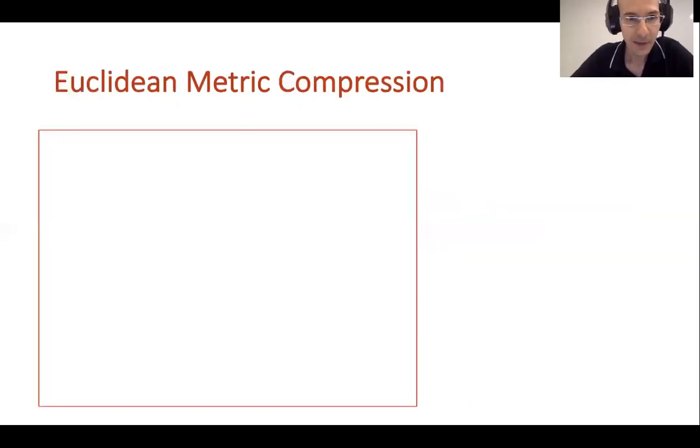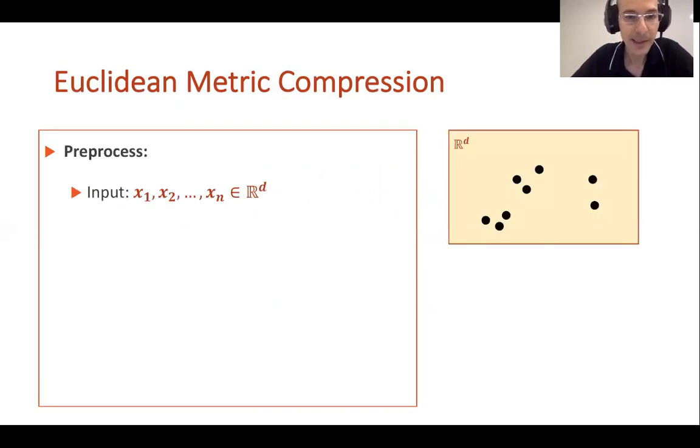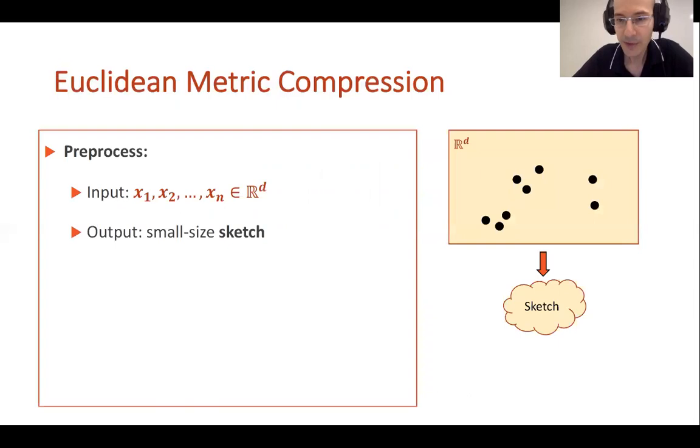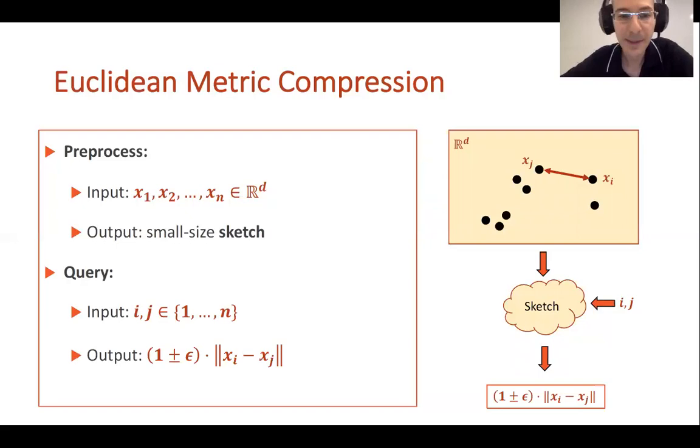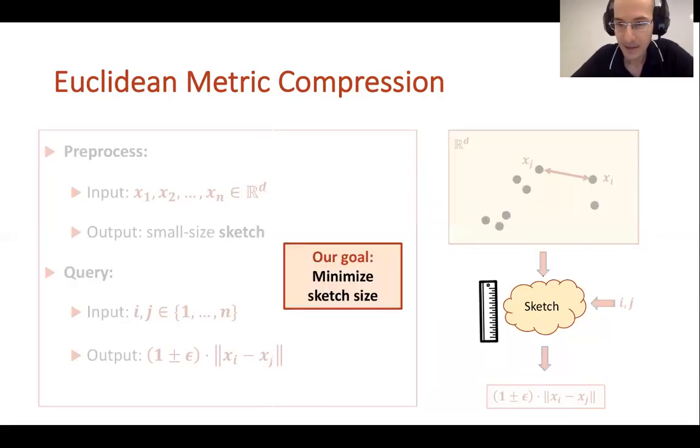So let me define the model exactly. It's going to be a two-stage model. In the first stage, we get our data set, x1 to xn, in R^d, and our goal is to produce a small size representation of it that I'm going to call the sketch. In the second stage, which is the query stage, we no longer have access to the original points. We only have access to our sketch. We get two identifiers of points, i and j, and we need to report a 1 plus minus epsilon approximation of the distance from xi to xj. And we need to do this for every pair i, j. Our goal is going to be to minimize the size of the sketch, or in other words, to get optimal compression.